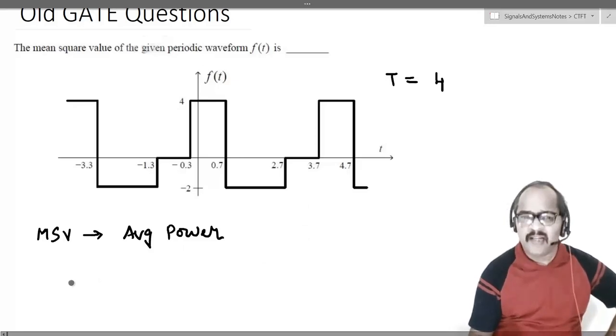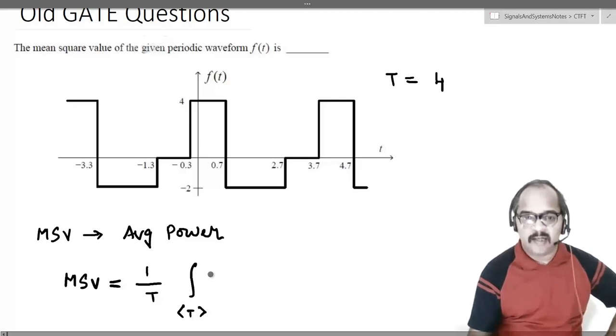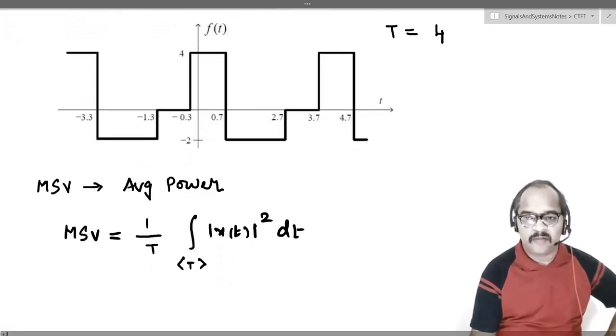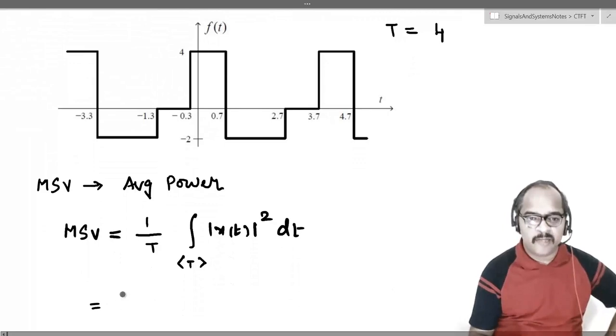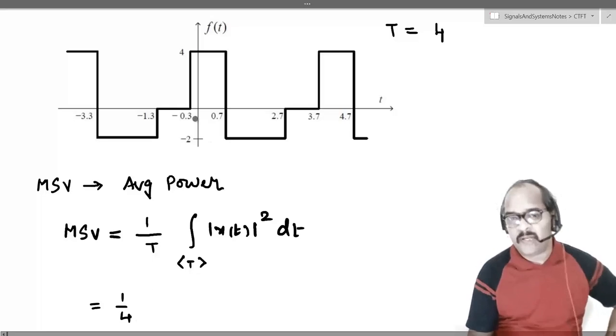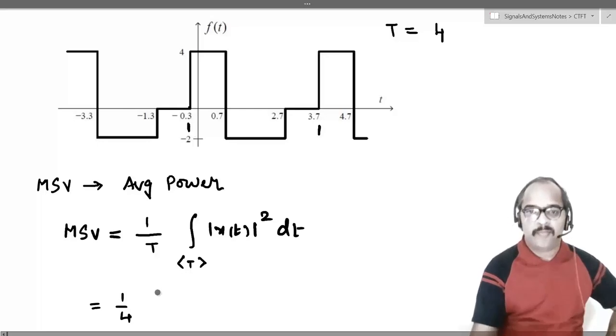So let us write down the mean squared value. It is given by 1 by T, integral over a period T, of modulus of x of t whole square dt. So this is the actual definition of mean squared value. For us the period is 4, so 1 by 4, and we should integrate over a period. Let us take that period from minus 0.3 to plus 3.7.